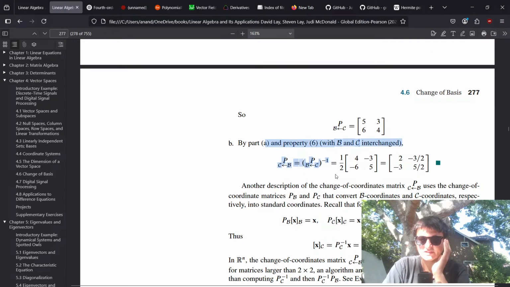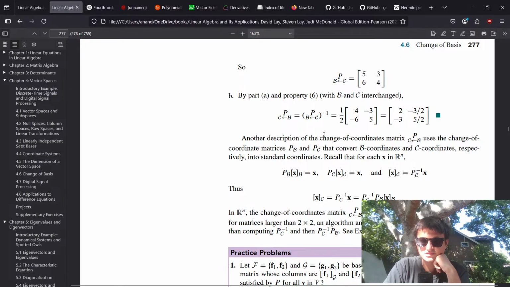By part A in property 6, you can just take the inverse. Another description of the change of coordinates matrix P from B to C is the, oh yeah, okay, wait, this is new. Use the change of coordinates matrices PB and PC that convert B coordinates and C coordinates respectively into standard coordinates. Recall that for each x in Rn, we have PB times XB equals X and PC times XC equals X. So X in terms of C is going to equal PC inverse times X.